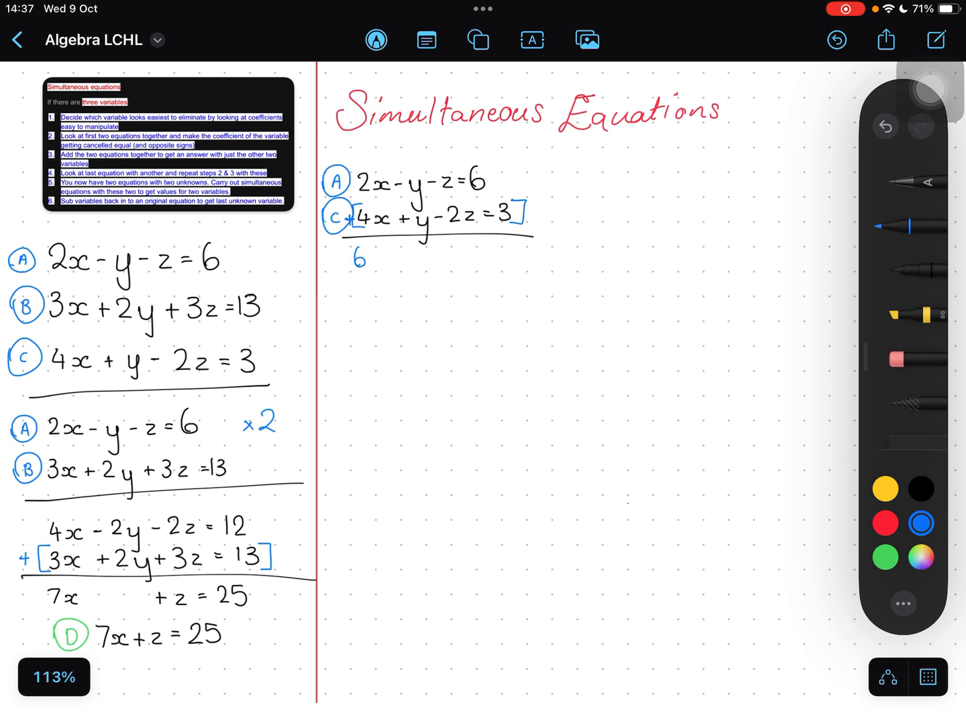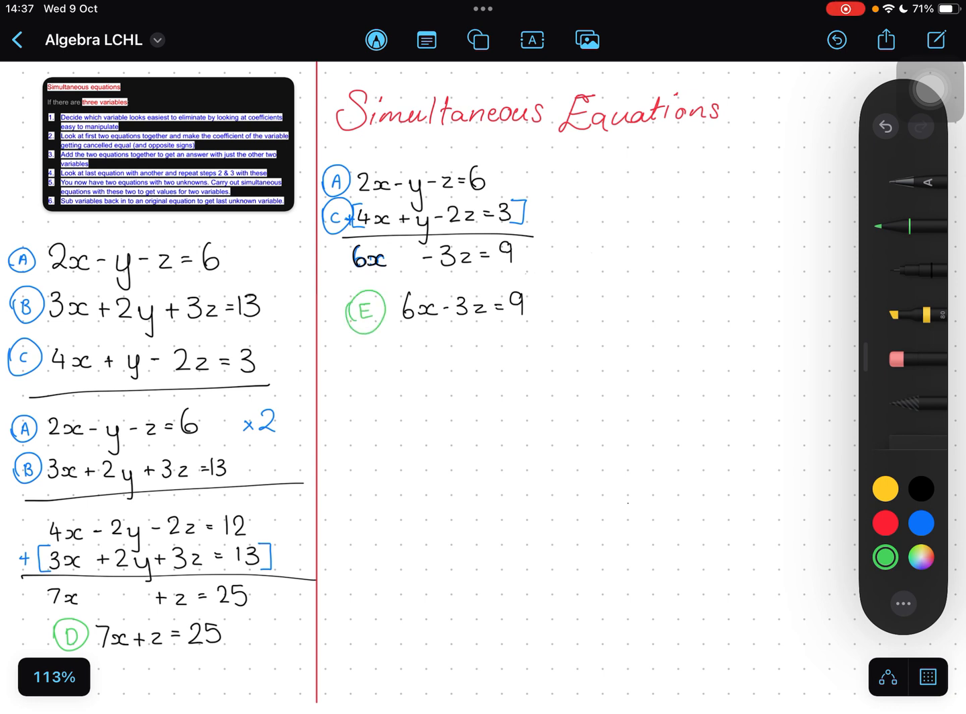so that I get 6x, sorry, I should be writing this in black, 6x, then the y's are 0y, minus 3z is equal to 9. Okay, so there is my new equation. And again, it's only in the variables x and z. Okay, so I'm going to call that equation E.